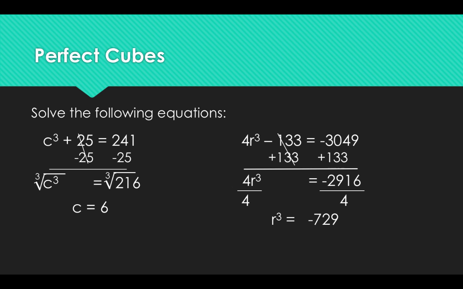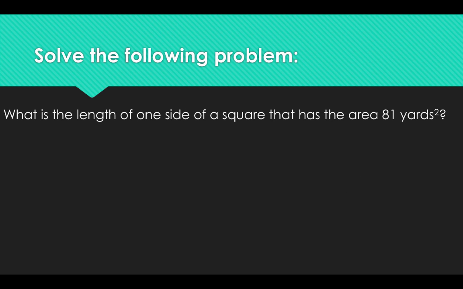I'm going to take the cubed root to cancel out that cubed. So I need to do it to both sides of this equation. So on the left side, I'm left with just r, and on the right side, the cubed root of 729 is 9, because 9 cubed equals 729. And then that 729 is negative, so my answer is going to be negative. Let's work out one more problem.